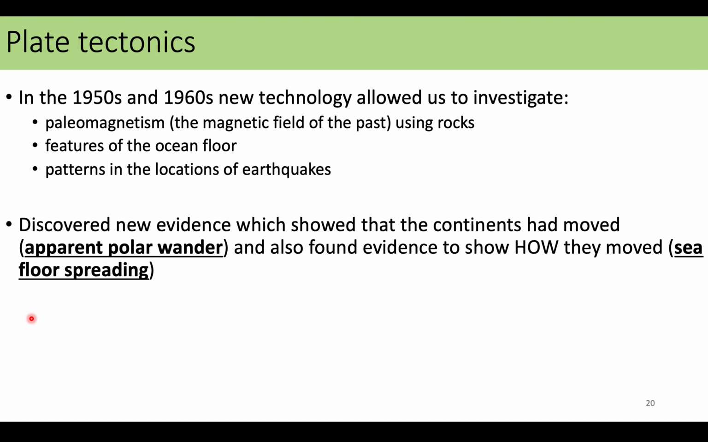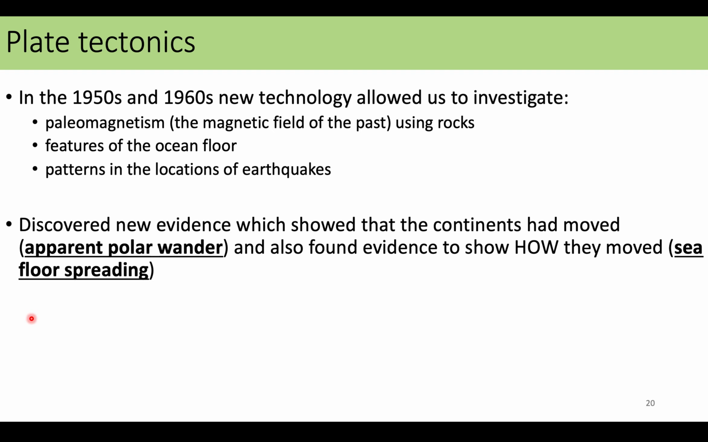So the two big pieces of evidence that helped prove that Alfred Wegener was actually onto something correct is apparent polar wander, which showed the continents actually had moved, and also how they had moved.